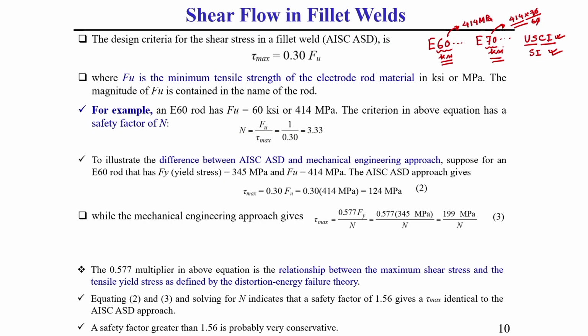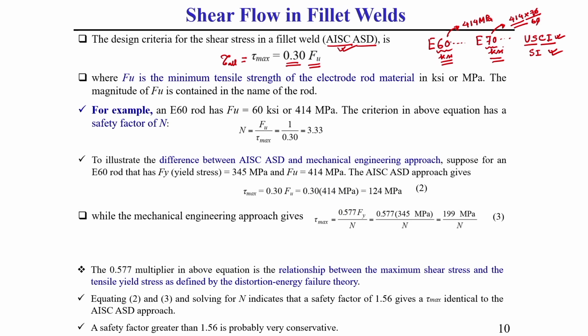So, here one thing you should keep in mind, generally according to AISC ASD, I have already told you what ASD is. ASD means allowable strength design, and AISC means American Institute of Steel Construction. According to this, tau max, or you can say tau allowable, should be equal to 0.3 times Fu.